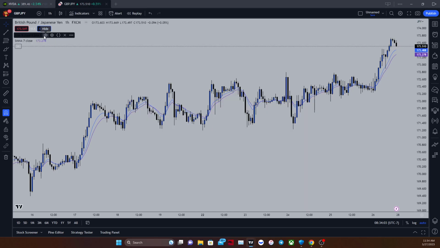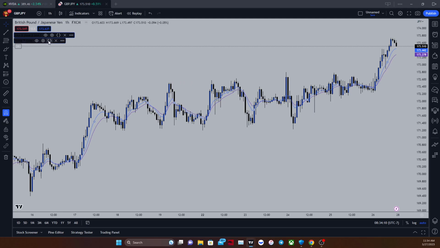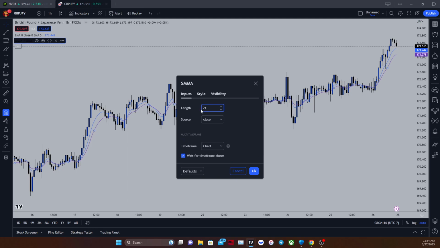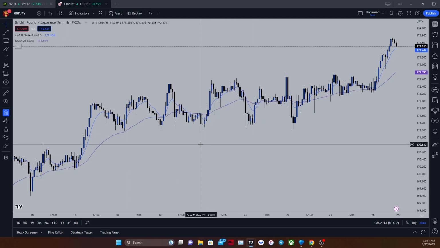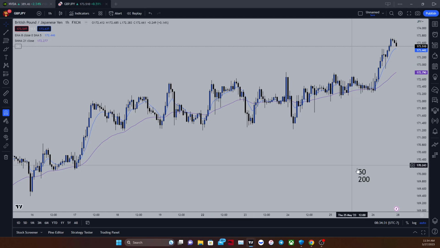So what I like doing, I like changing my EMA to 8, and I like keeping it on the color blue, and I like keeping my SMA purple, and I change the number to 21. Some popular numbers to use with EMAs, I'll give you some: 50, 200. So take note of that. A lot of popular traders and institutions use the 50 and 200 just to tell trends. Same thing with the 8 and 21.